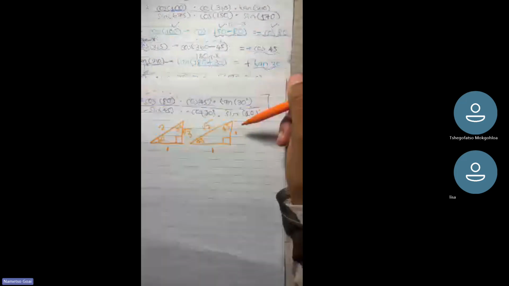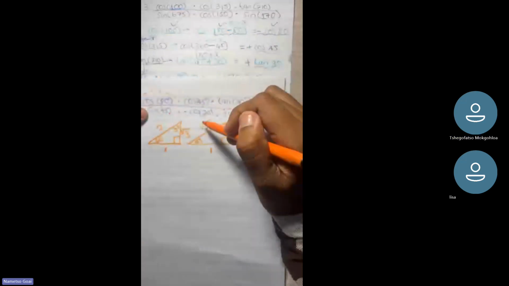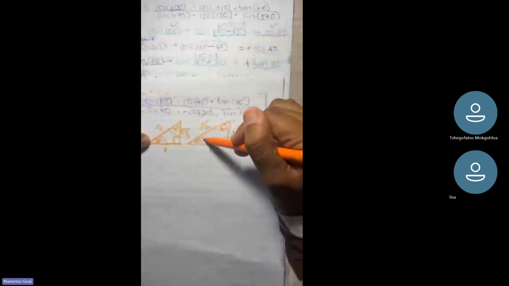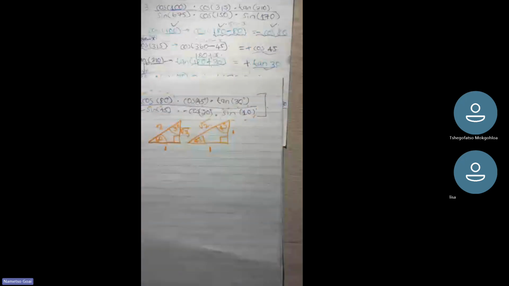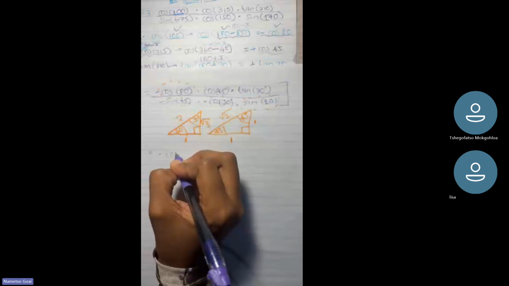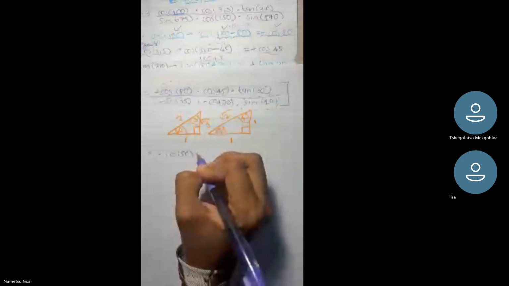They are not on our special angle triangles. But cos 45, tan 30, negative sine 45, negative sine 30, we can find them from our special angle triangles, right? So I'm going to show you how. First row, then the second row, you do it with me. So we're going to have negative cos 80 multiplied by cos 45 using the special angles.